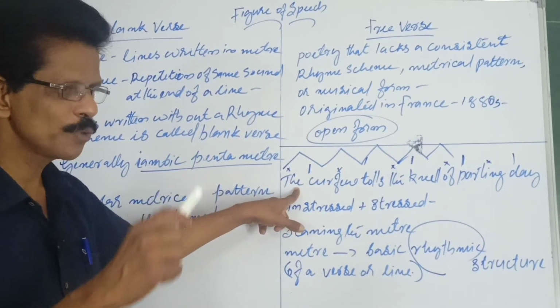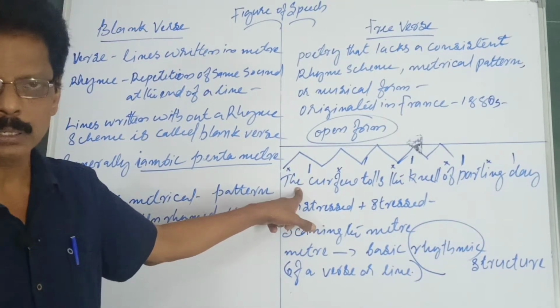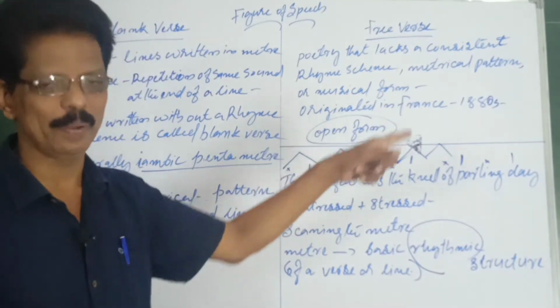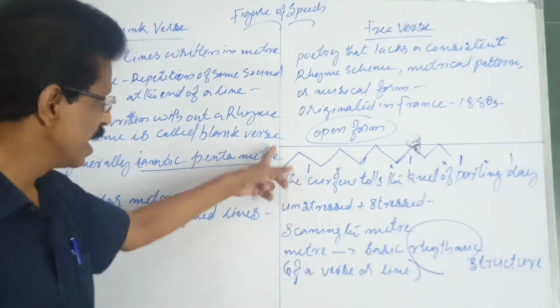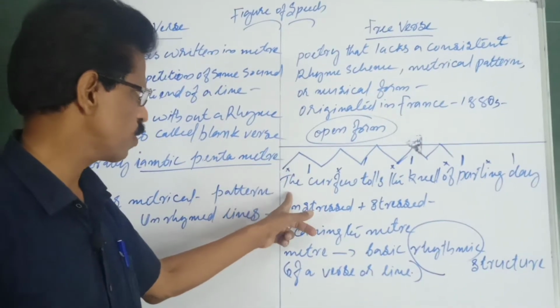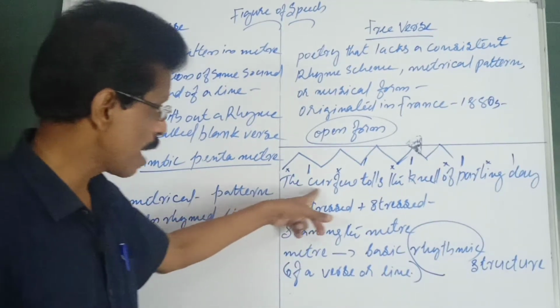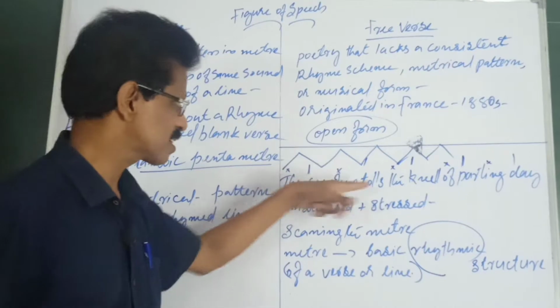"The curfew tolls the knell of parting day." The next line also will be in the same way. The entire poem, long paragraphs, stanzas, every line will be in this way. Unstressed comes first, stressed second, and it will go on like that. Okay, now it is called iambic pentameter, the rhythmic structure.